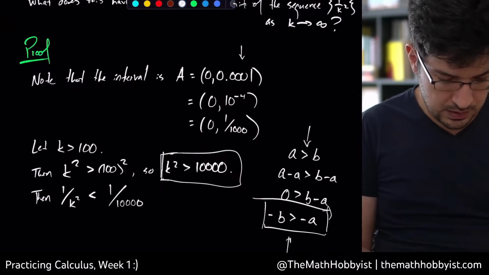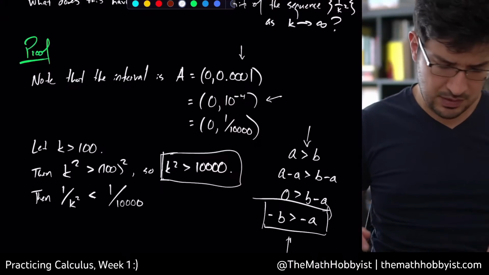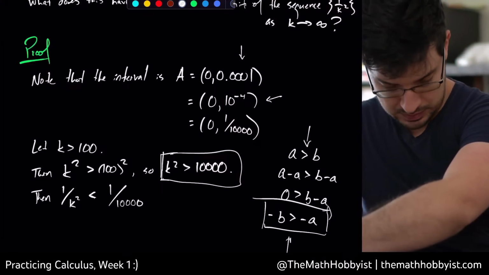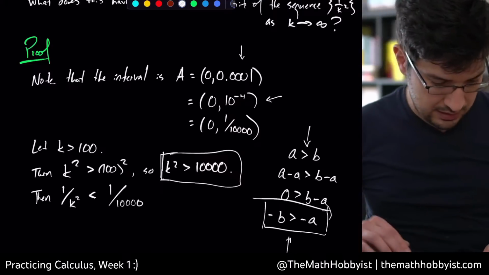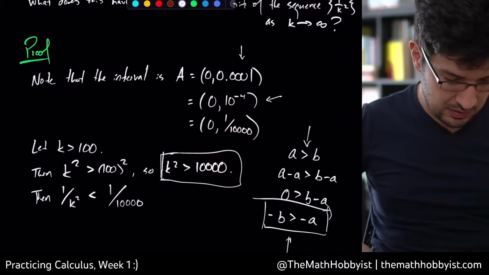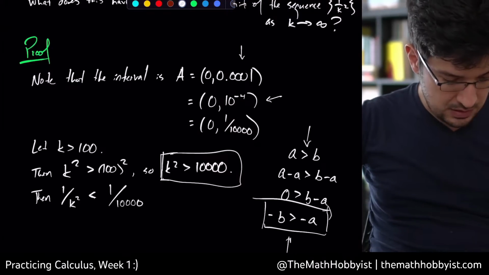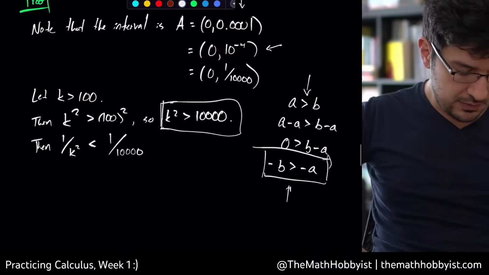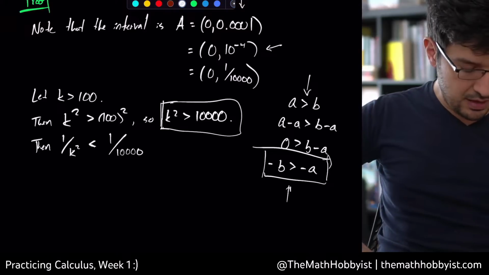This 10 to the -4 is... I'm blanking so much right now. 10 to the 4th is 10,000. There should be 4 zeros. So now, 1 over k squared is going to be less than 1 over 10,000.